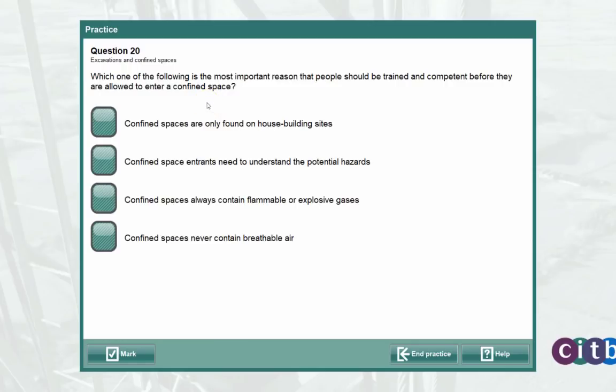Which one of the following is the most important reason that people should be trained and competent before they are allowed to enter a confined space? Confined spaces are only found on house building sites. Confined space entrants need to understand the potential hazards. Confined spaces always contain flammable or explosive gases. Confined spaces never contain breathable air.